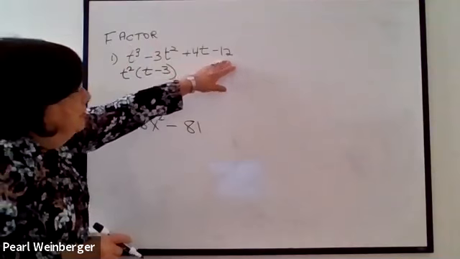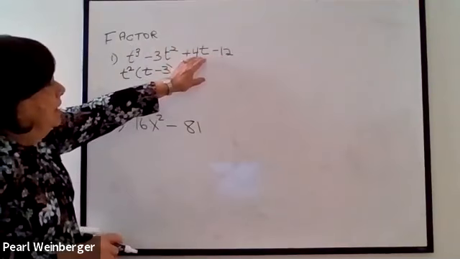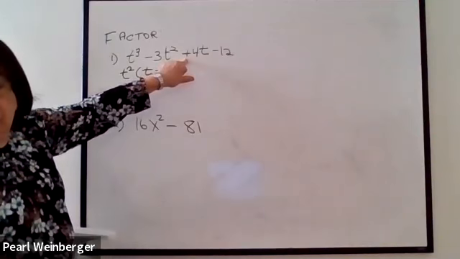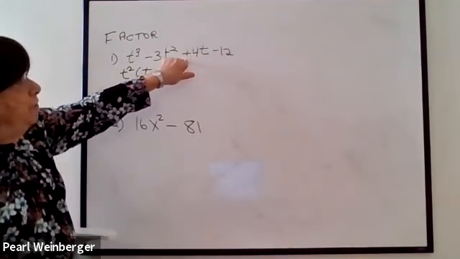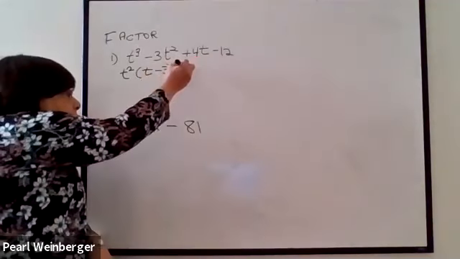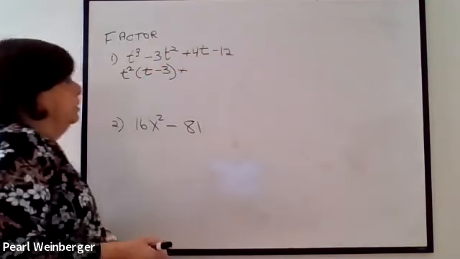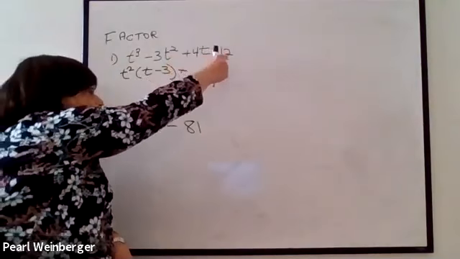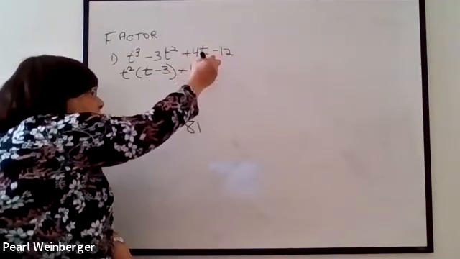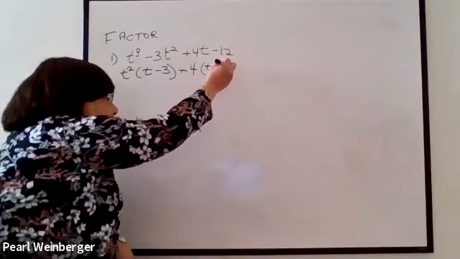You then look at your second group, your second 2 numbers, and you look, is there a common factor in that group? Always look at the sign of the first term of that group. If it's positive, your common factor is going to be positive. If it's negative, you're going to use a common factor that's negative. So this is positive, and I notice that 4 goes into both of them, so we have a common factor of 4, and 4 into 4t gives me t, and 4 into -12 gives me -3.